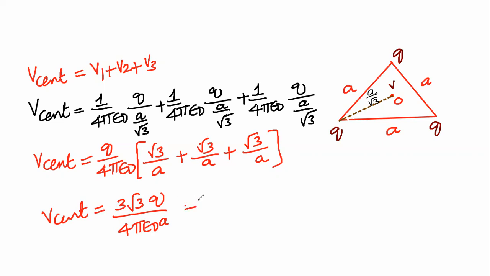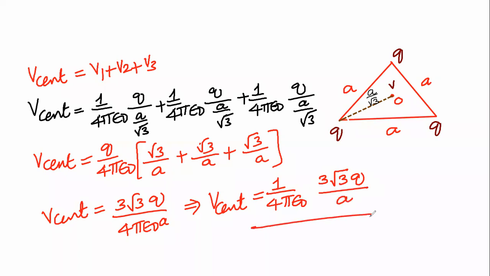Or we'll write this generally. V, the electric potential at the centroid, is equal to 1 by 4 pi epsilon naught into 3 root 3 Q divided by A. Like this also you can write. This is the electric potential at the centroid.